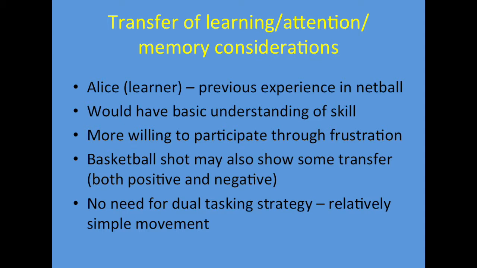So skills like a basketball shot could show both positive and negative transfer. In particular, a basketball jump shot may show negative transfer, as getting out of the habit of shooting from in front of the body as opposed to above in netball will require time to change. And in this example, we won't need to implement a dual task strategy, as this skill is a relatively simple movement. If need be, the skill can be deconstructed and taught in individual parts.